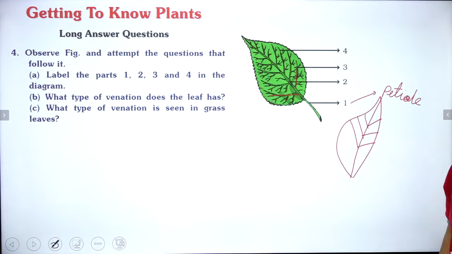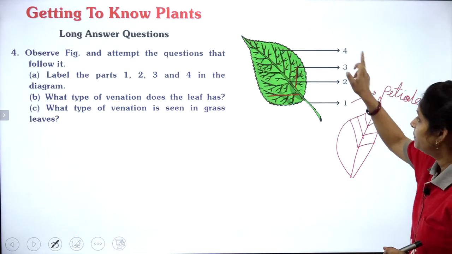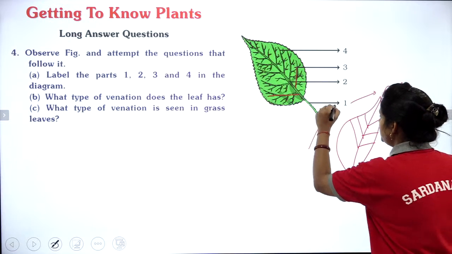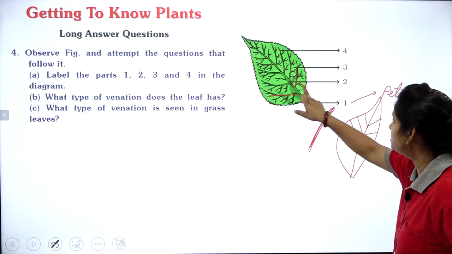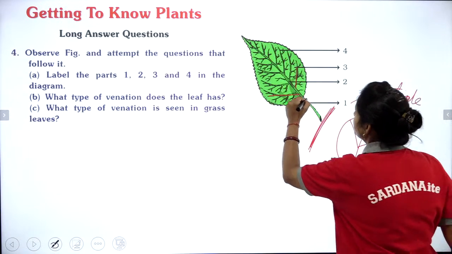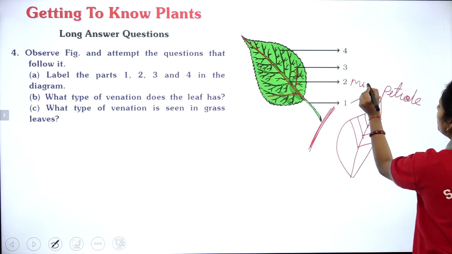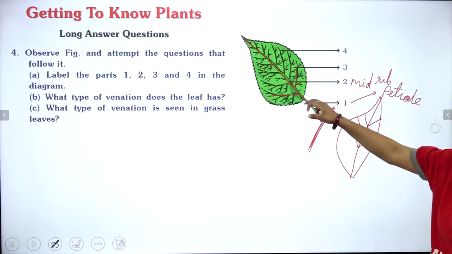What is petiole? This petiole connects this leaf part to the stem. You can see now the stem. This is the branch of the stem. So this petiole connects this leaf to the stem. Then after, what is this? It is asking about this one. It is the midrib of this leaf. Yes, it is called midrib.